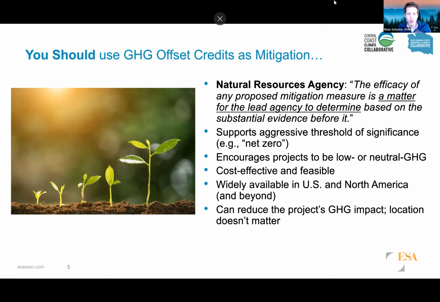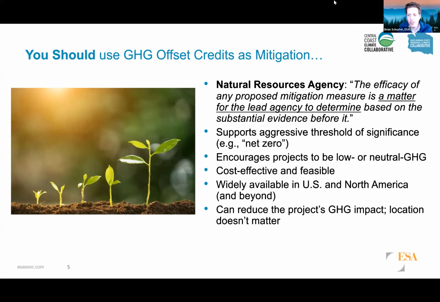Offsets are things that have occurred in the past. Some protocols do have risk of reversal and permanence issues, but generally that's not as big of a concern as most people may think. But of course, there are issues and they're not perfect, just like any mitigation measure. Other reasons you should use offsets: it supports an aggressive threshold of significance. If you're not sure what threshold to pick, if your air district hasn't adopted a GHG threshold, or your lead agency doesn't know what to do, like what's significant, what's not, well, you can choose 0, which is a pretty clear level of lessen or even no impact, and offsets can help you get there.